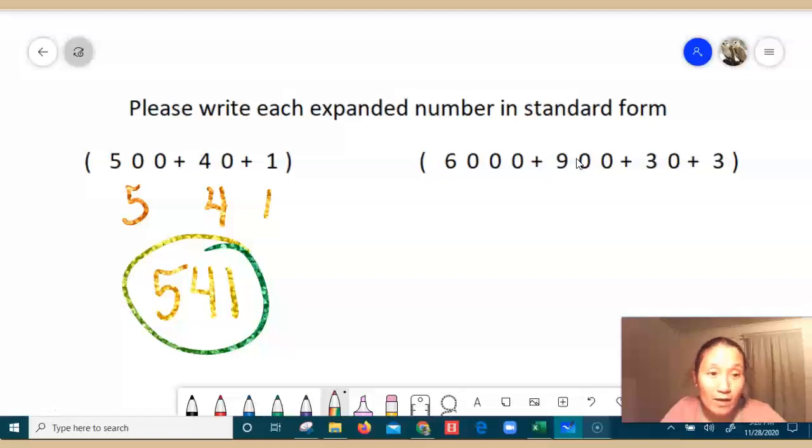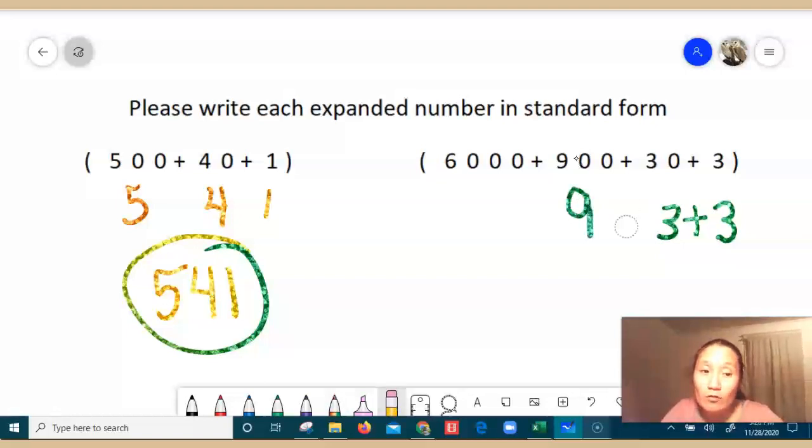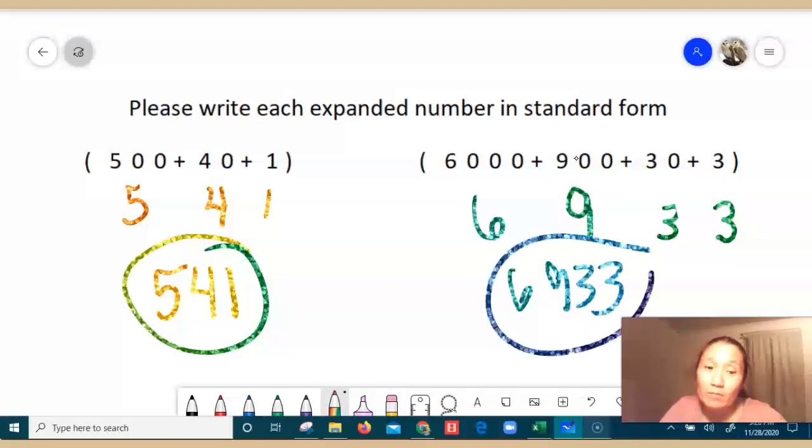Okay? Now it's asking you over here, how many 1s do you have? Well, I have 3. How many groups of 10 do you have? I have 3. How many groups of 100 do you have in 900? You have 9. And how many groups of 1,000 do you have in 6,000? You have 6. So that number is 6,933.